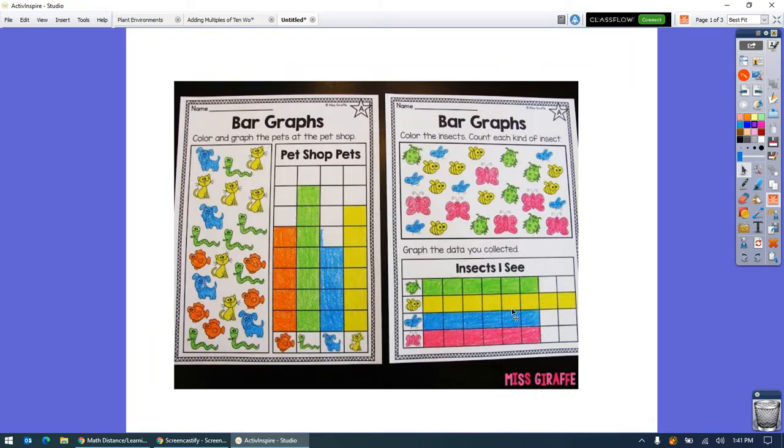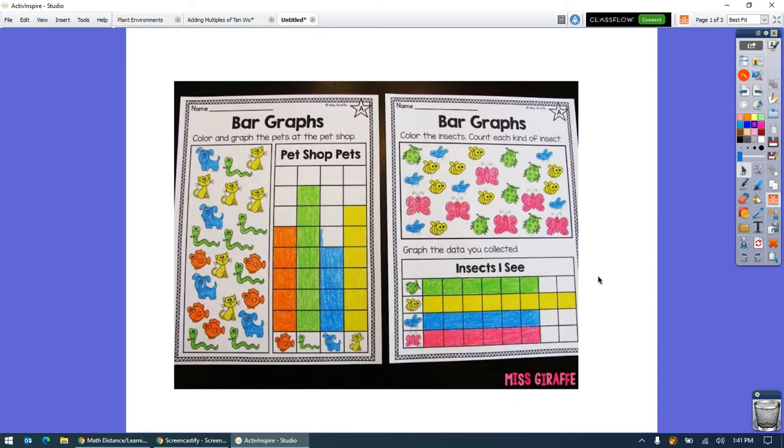The same thing for the insects. So insects that I see: 1, 2, 3, 4, 5, 6 ladybugs, 8 bumblebees, 6 flies, and 6 butterflies. So some questions that I could ask for this graph is, how many bugs did I see in all? Were there any bugs that I saw equal amounts? Which bug did I see the most of?